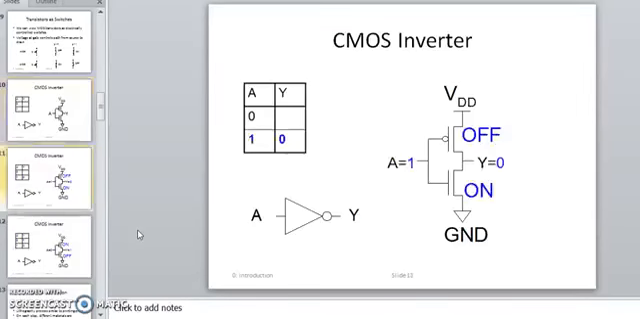The truth table for this is, when we apply input A equal to 0, the gate terminals of both PMOS and NMOS get 0. In this case PMOS is on and NMOS is off, so the output is VDD, that is 1, and the exact opposite output is obtained for the input. Similarly, for input 1 we get output 0, that is, PMOS is off and NMOS is on.